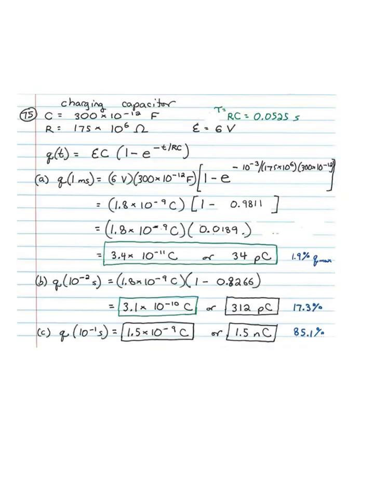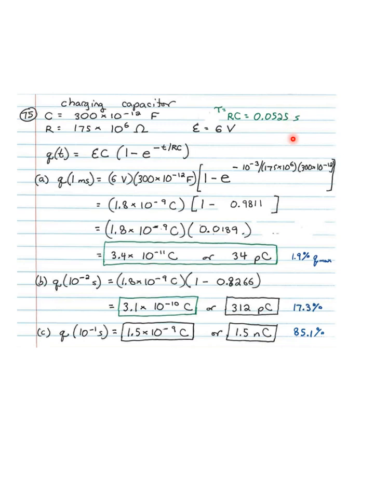Number 75. A 300 picofarad capacitor, initially uncharged, is in series with a 175 mega ohm resistor. So here we have an RC circuit. The series combination is then connected across a 6-volt battery. Find the charge on the capacitor after 1 millisecond, 10 milliseconds, and 100 milliseconds.